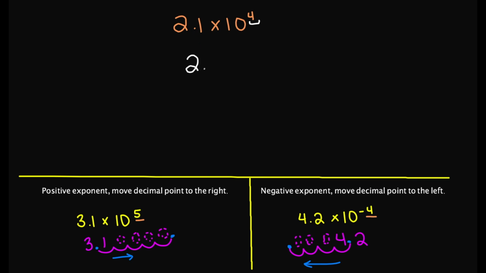So I have my 2.1 here, and I'm going to go 1, 2, 3, 4. My decimal point is going to stop right here. So I have my zeros here, and your new answer is going to be 21,000.